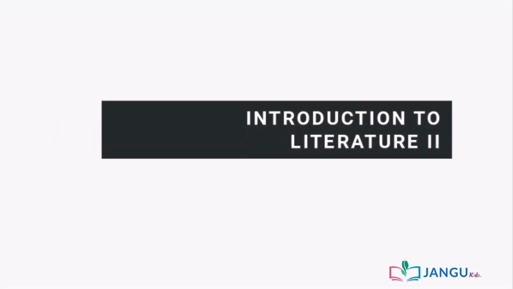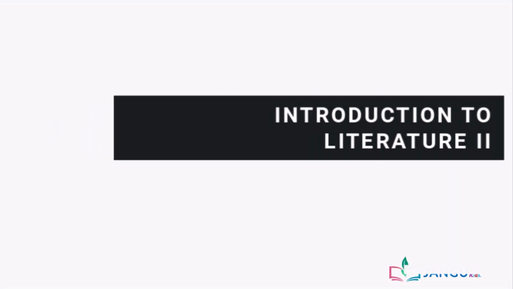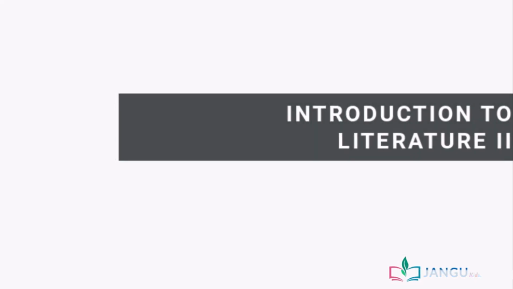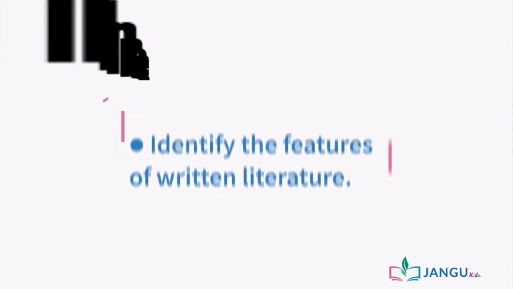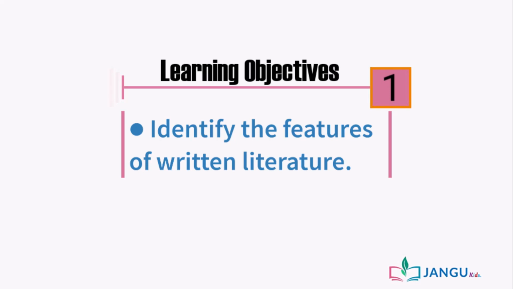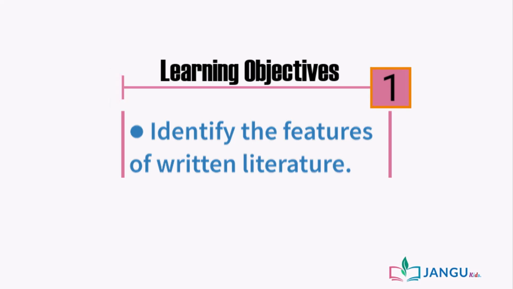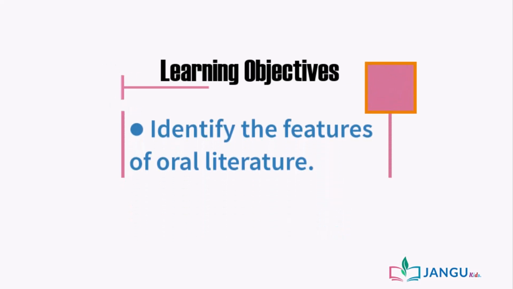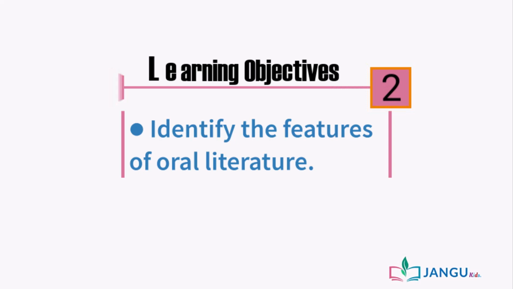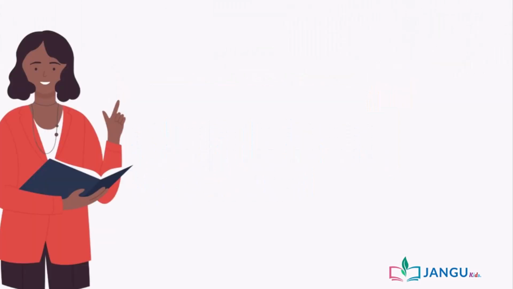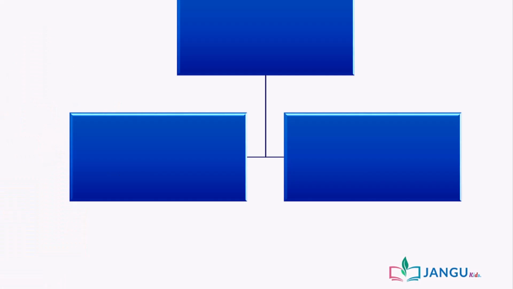This is the second part of a two-part lesson to introduce you to literature. By the end of this lesson, you should be able to identify the features of written literature and identify the features of oral literature. Kids, let's begin.